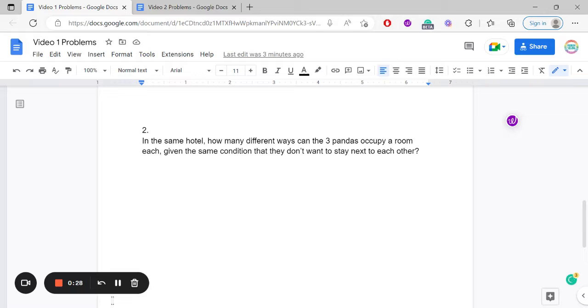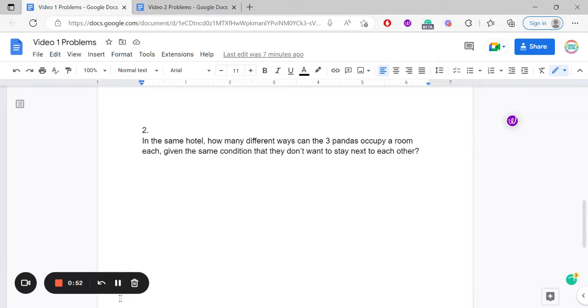Towards the end of our previous video, I showed you this follow-up question. Here's that question again for you on the screen right now. Our problem reads, in the same hotel, how many different ways can the three pandas occupy a room each, given the same condition that they don't want to stay next to each other?